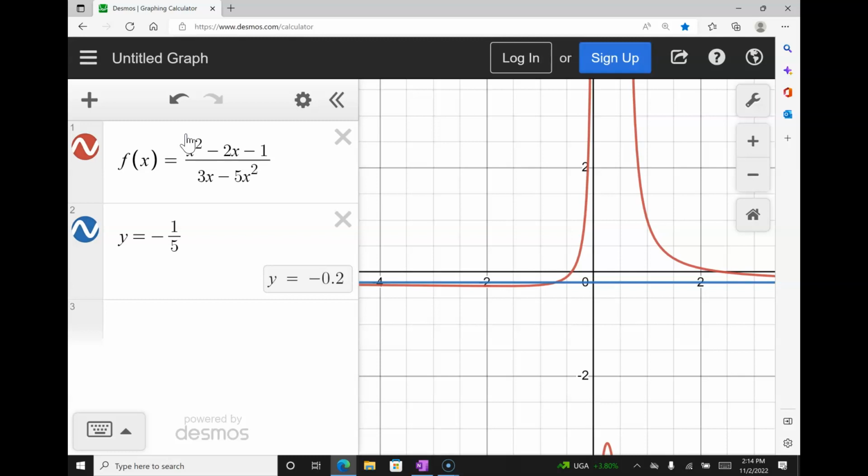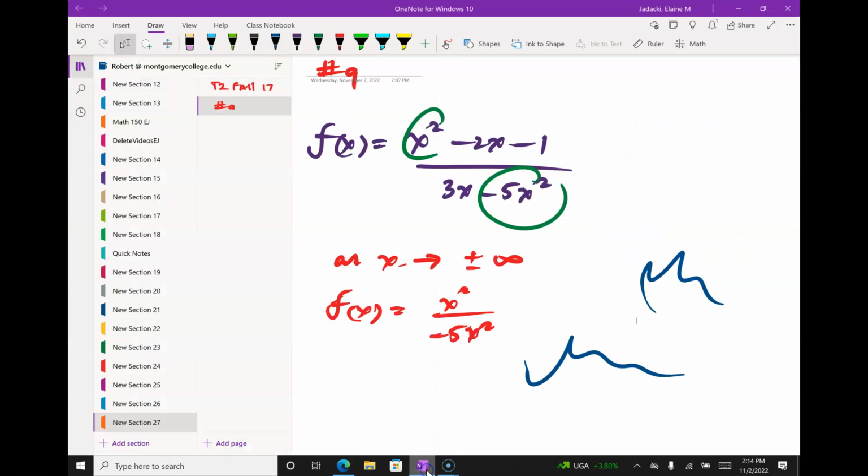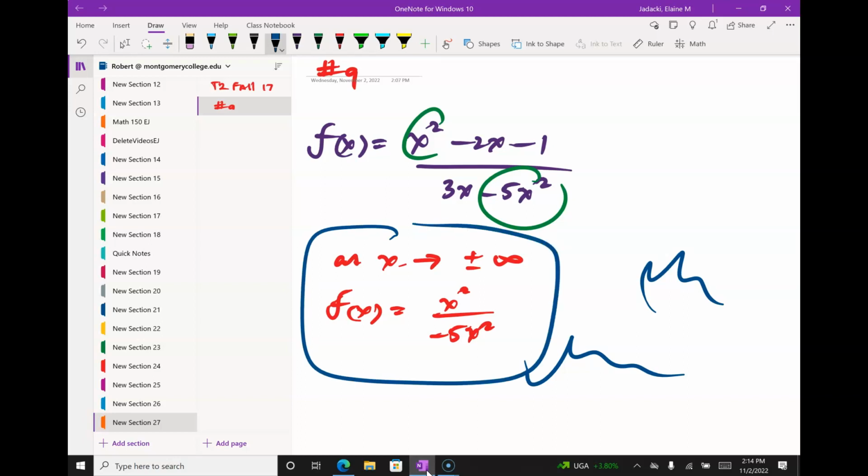And so now if you look at my solutions for number 9, I did exactly this. I said, well, as it gets really large, it's behaving like the mother of the top over the mother of the bottom, right?